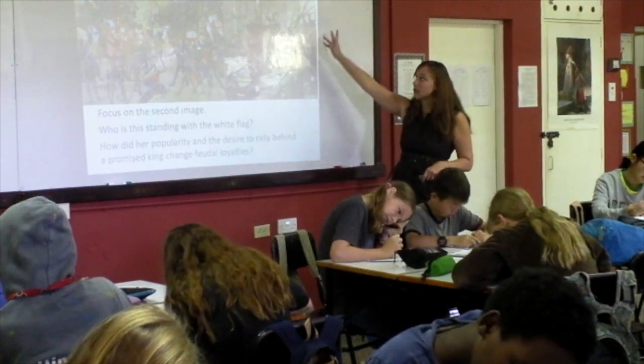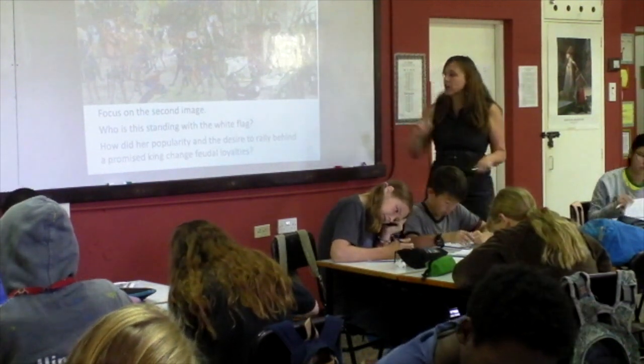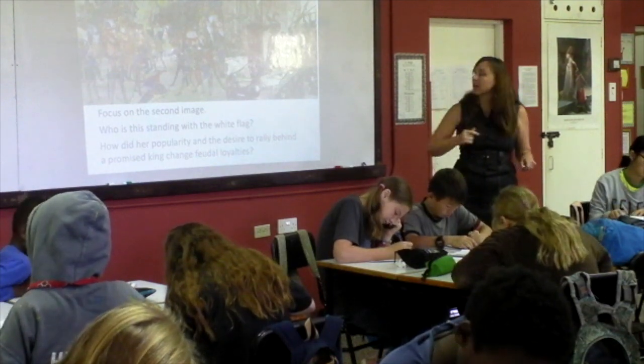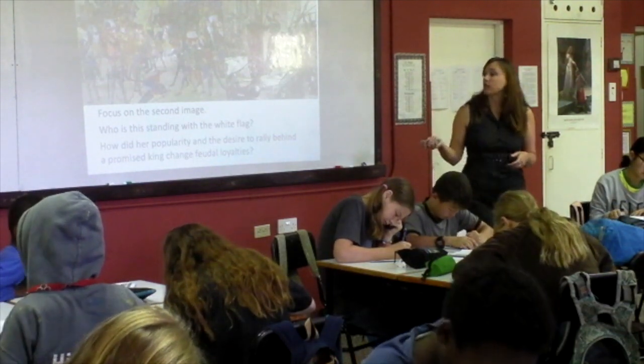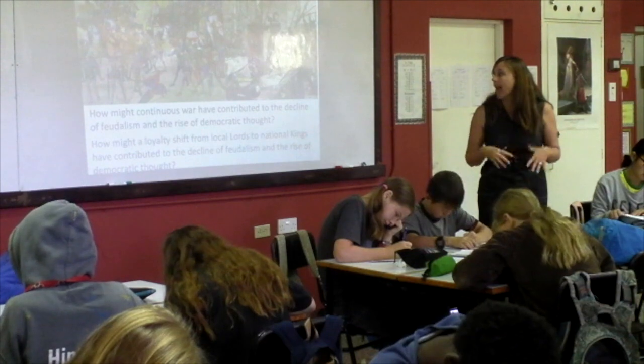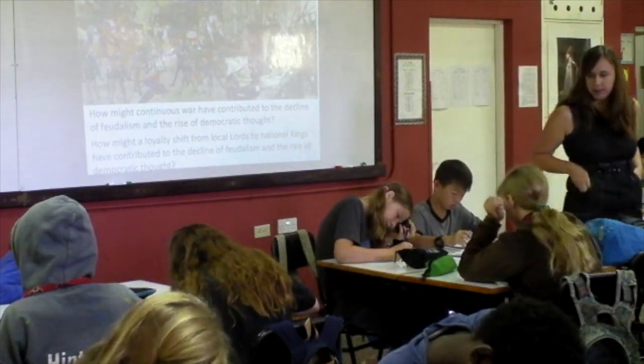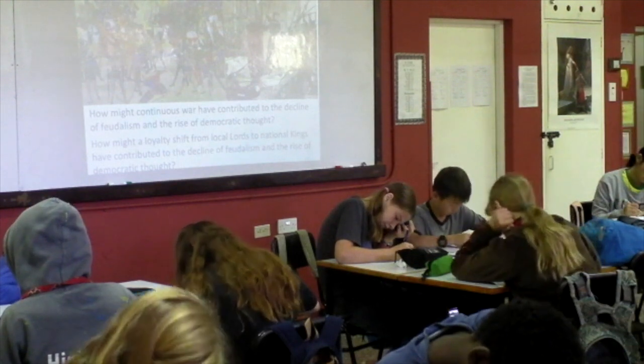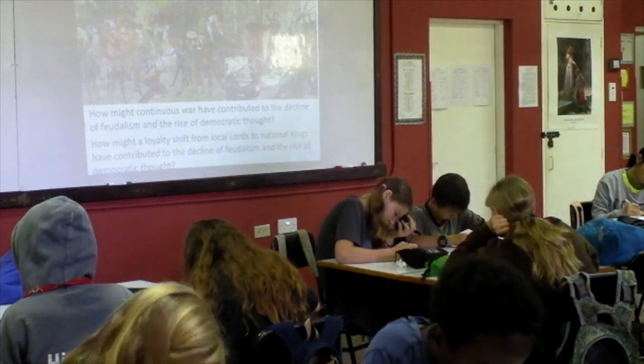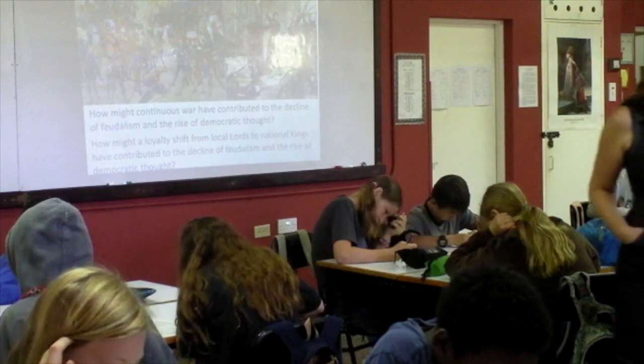On the second image, who's standing with the white flag? How did her popularity and desire to rally behind the king change feudal loyalties? And then how does this affect the feudal system, the end of it, and the rise of democratic thought? So go ahead and walk through this one. Hopefully you are familiar with this event as well. Get started.